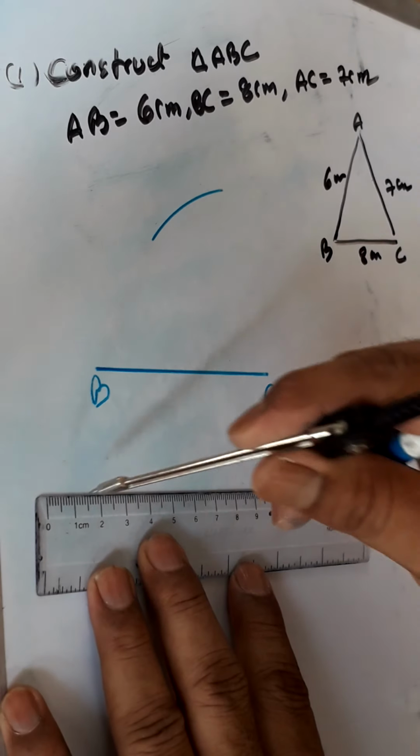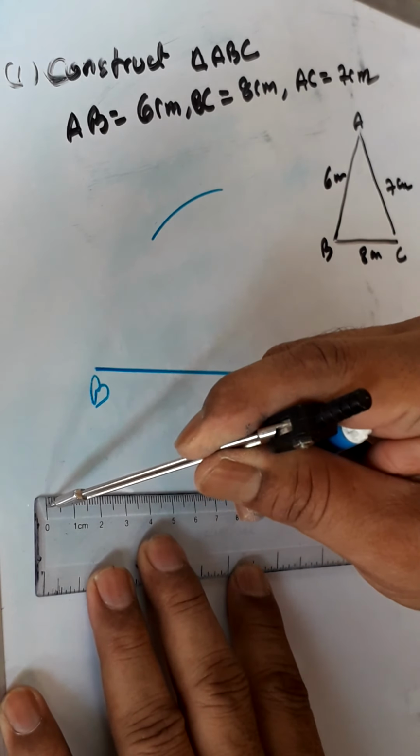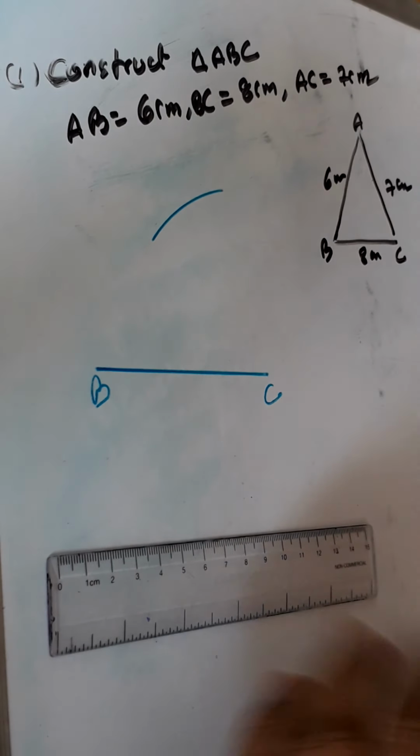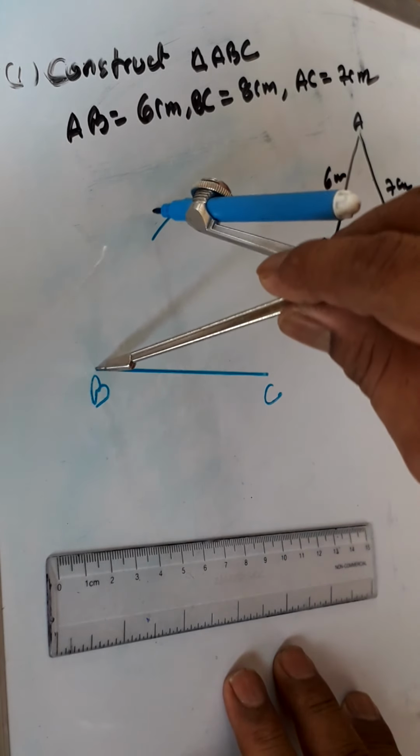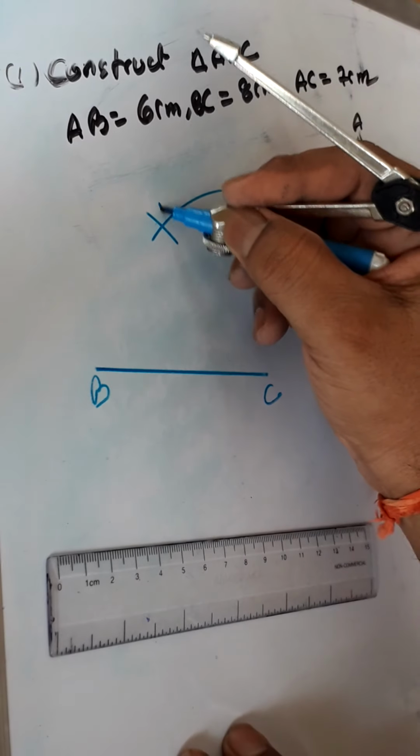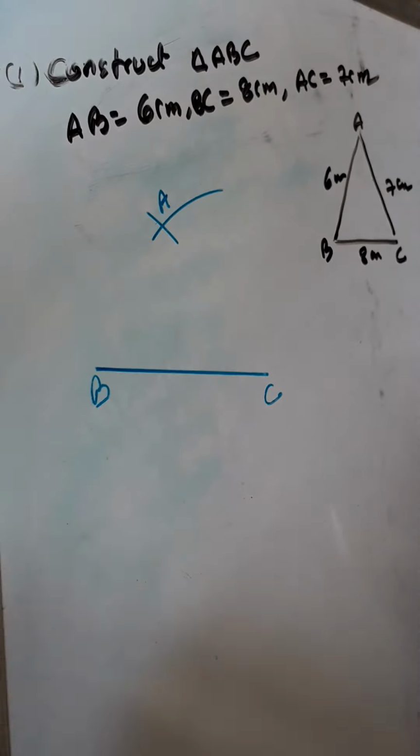From this point B, we will draw an arc of radius 6 centimeter. This we have taken 6 centimeter. Now from this point I am drawing an arc. This point of intersection is A. Now we will join AC and AB.